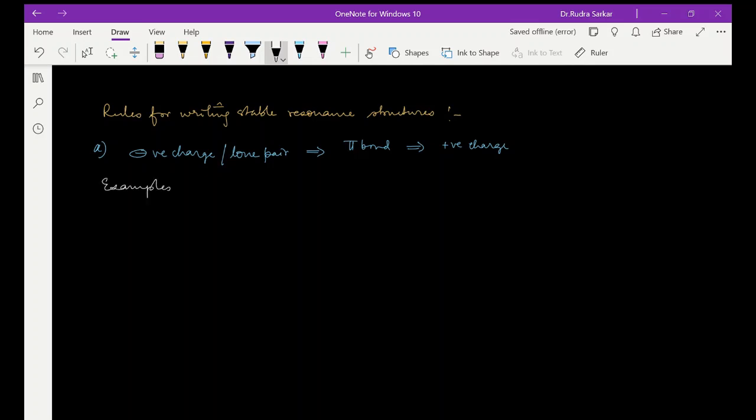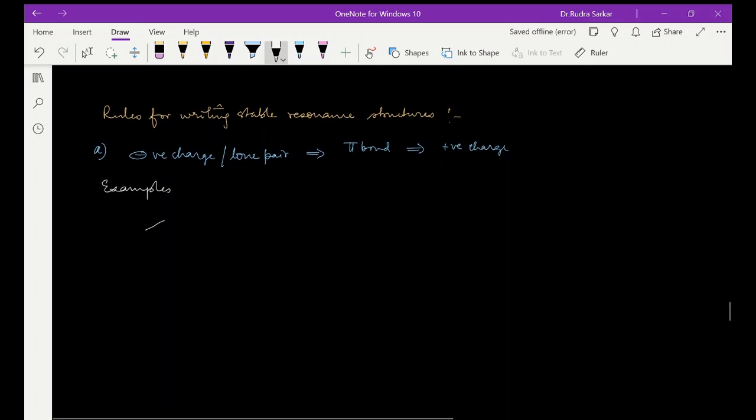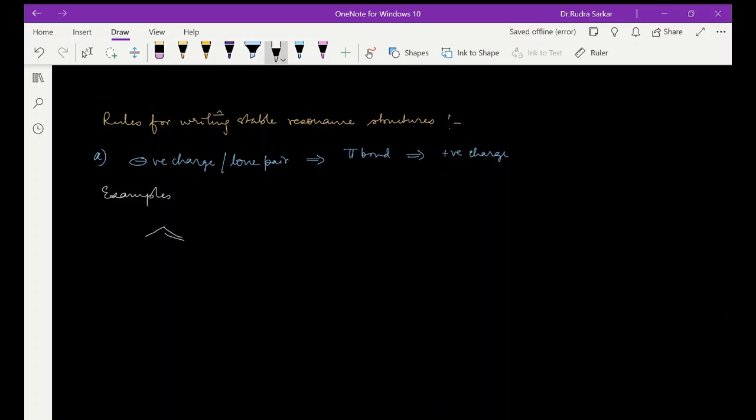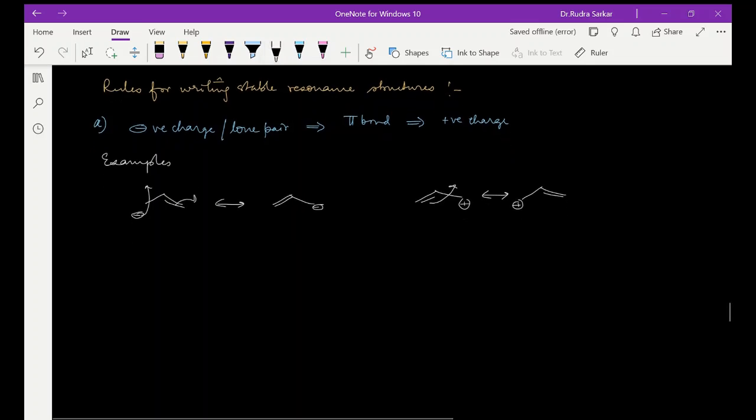Okay, so suppose we have something like this. So the negative charge moves towards the pi bond, and so we will be getting the following resonating structures, or say we have something like that. Pi bond moves towards the positive charge and we get the following resonating structures. Okay, so this is what it means in the rule A.